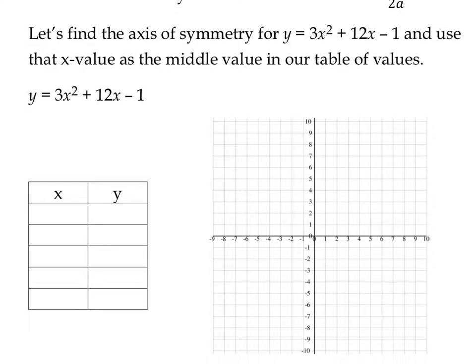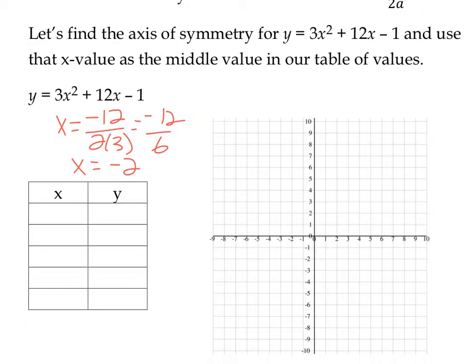So our x value, axis of symmetry, is going to be negative b over 2a. So we have x equals negative 12 over 2a, 2 times 3. That's negative 12 over 6. So that's x equals negative 2. That will be the x value of the vertex. That is the axis of symmetry.